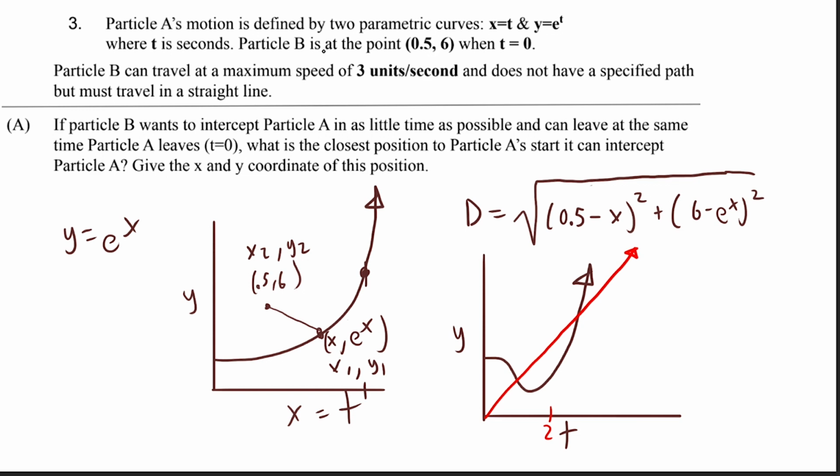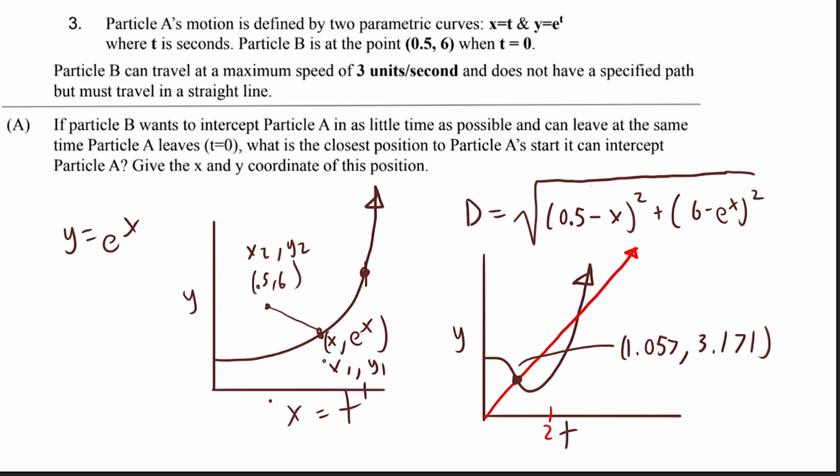And so if particle B wants to intercept particle A in as little time as possible, we need to find where this distance particle B can travel first equals the distance between the point and curve. And this happens to be right here. And so using either your graphing calculator or algebra, you can find that this point is 1.057, 3.171.